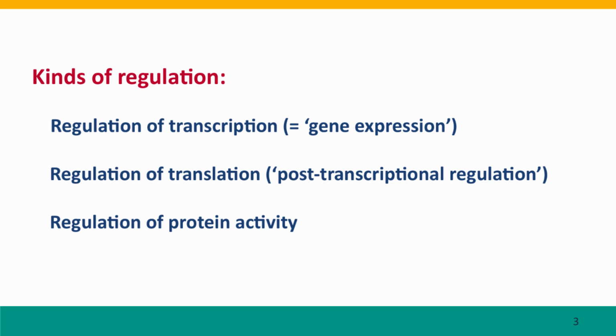So first, I need to clarify that there are actually three kinds of regulation that can control what the products of genes are doing. And the first is regulation of whether or not the gene is transcribed. And this is often called regulation of gene expression. The second is regulation of what happens to the messenger RNA produced by transcription. Is the messenger RNA translated? This is often called, rather confusingly, post-transcriptional regulation. And finally, there's the regulation of protein activity. What does the protein do once the messenger RNA has been translated into protein? What's the protein going to do, and when and where is it going to do it?